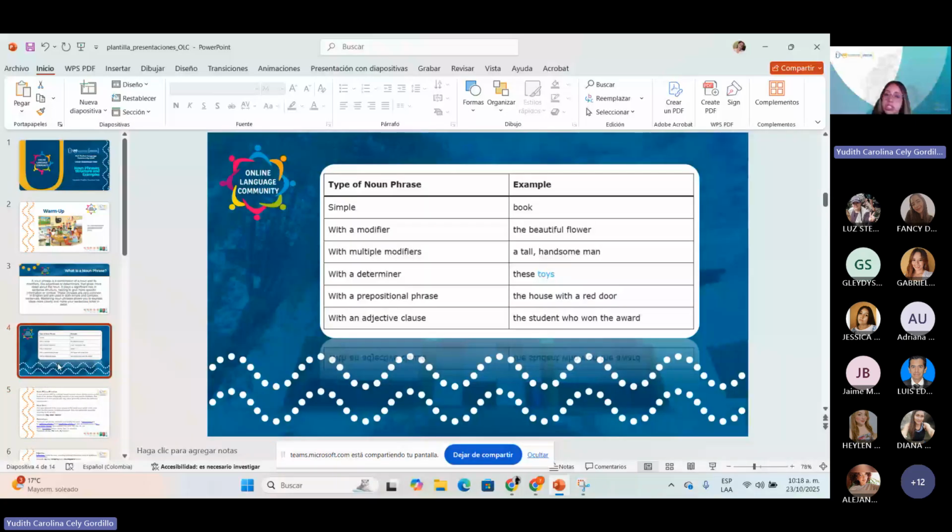When you are going to modify any of these things, you are going to start with this one. One of the modifiers is determiners. You can identify the determiners according to the different words. Definite article, the; indefinite articles, a, an.